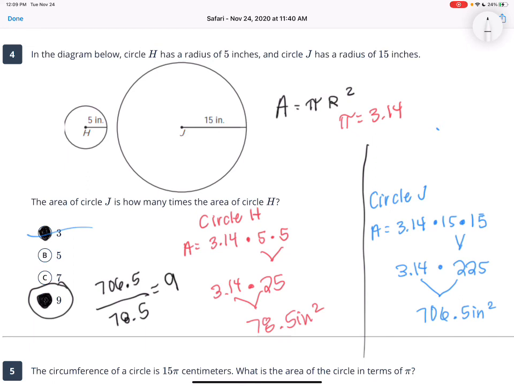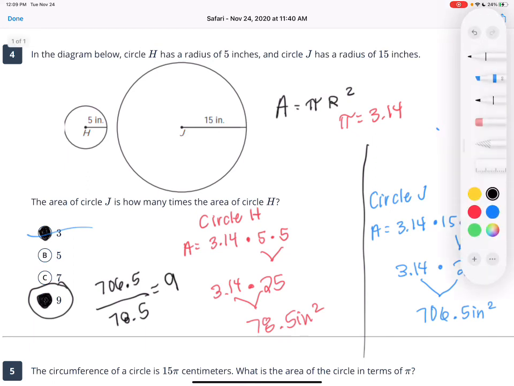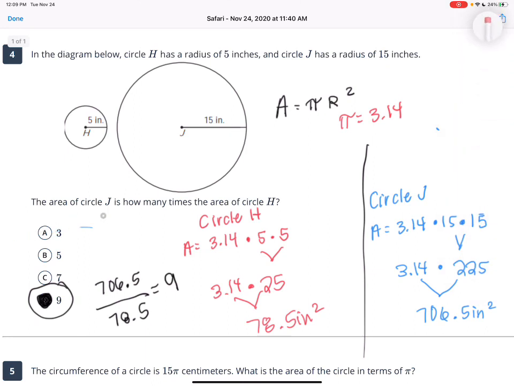So the answer was not 3, guys. Don't make an assumption. It was so easy for us to make that assumption, and guess what? When we checked that answer, it was 9.